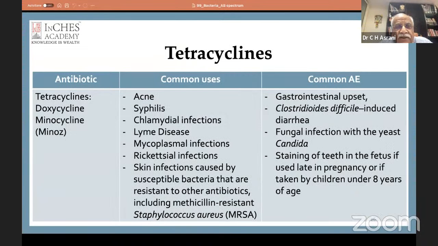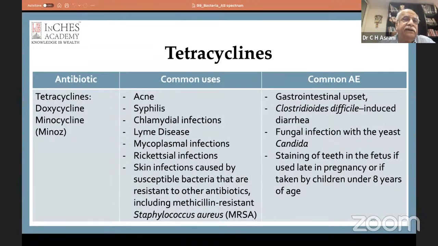Tetracyclines, yes. Doxycycline we are still using. We may not be using tetra. Tetra, doxy, and minocycline. Common uses: acne, syphilis, chlamydial infections, Lyme disease, mycoplasma, rickettsial infection. We use doxy a lot in COVID. Skin infections caused by susceptible bacteria that are resistant to other antibiotics, including MRSA. Doxycycline is one antibiotic which is safe for long term.